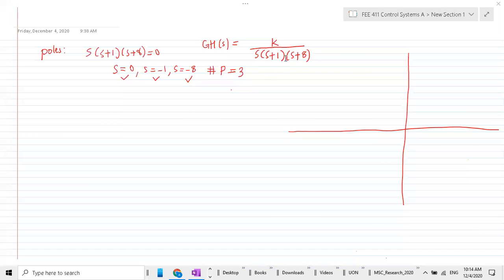So from the denominator, you equate the denominator to 0 and then get the roots. So we have S equals 0, S equals minus 1, and the third one, S equals minus 8. Those are the poles. And immediately after that, you can indicate the number of poles. So you say the number of poles is equal to 3. And then you go to zeros.